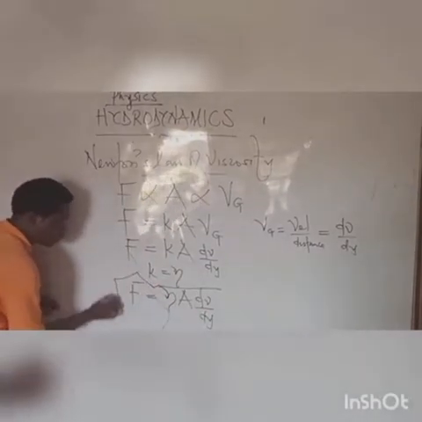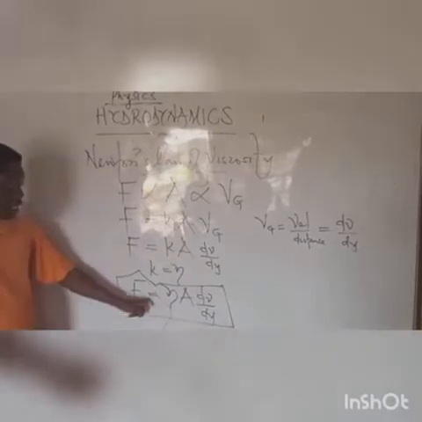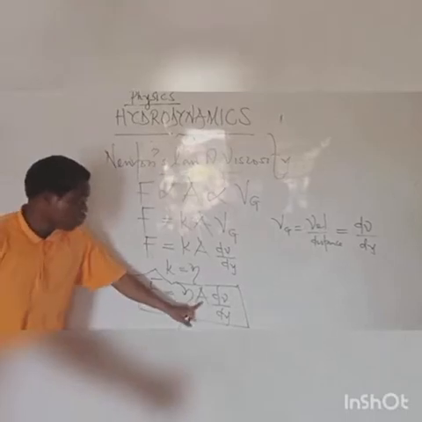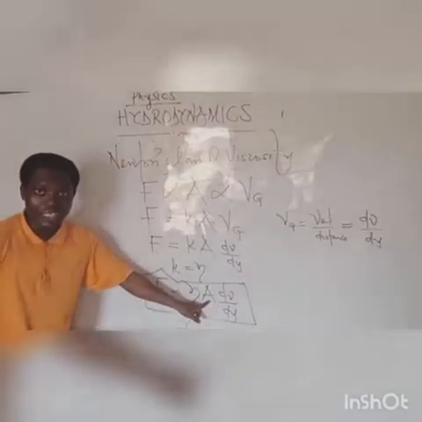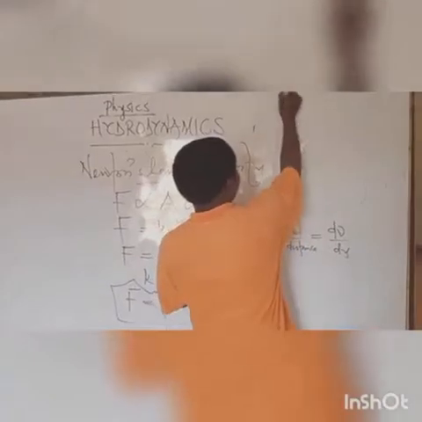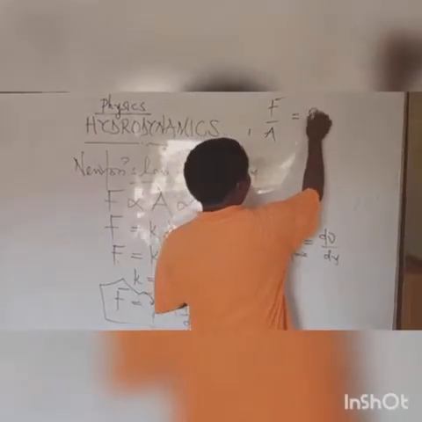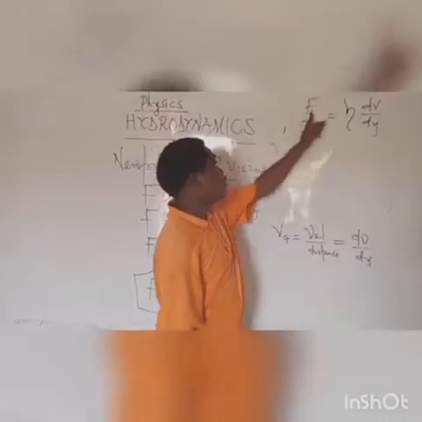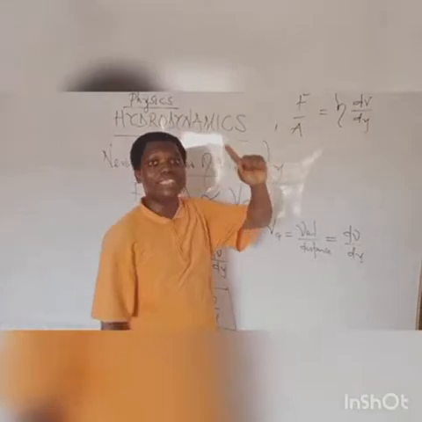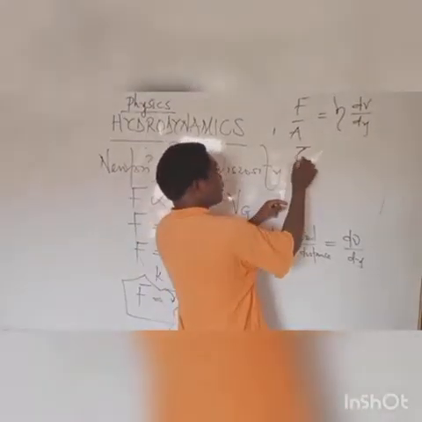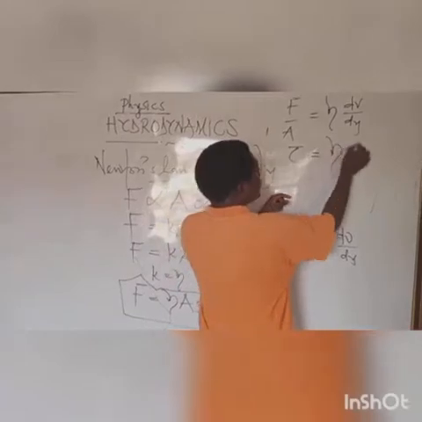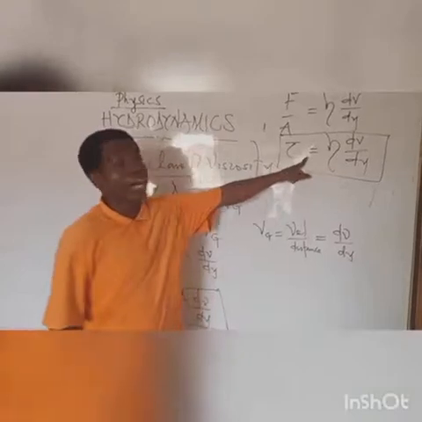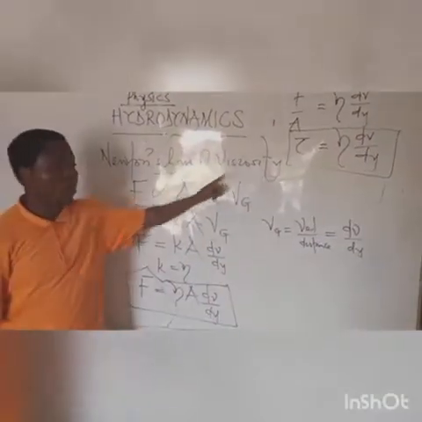This is the first formula that we get from Newton's law of viscosity. Now, if we divide both sides by the surface area A, we get F over A equals coefficient of viscosity, dV over dy. F over A, force over area, is stress. So stress equals coefficient of viscosity, dV over dy. This is the second formula that we derive from Newton's law of viscosity.